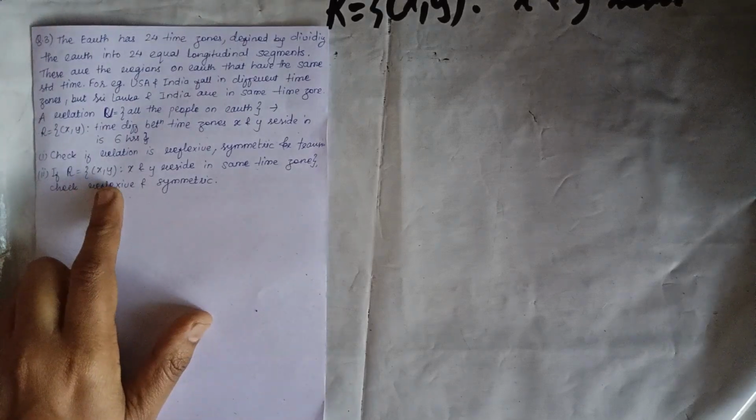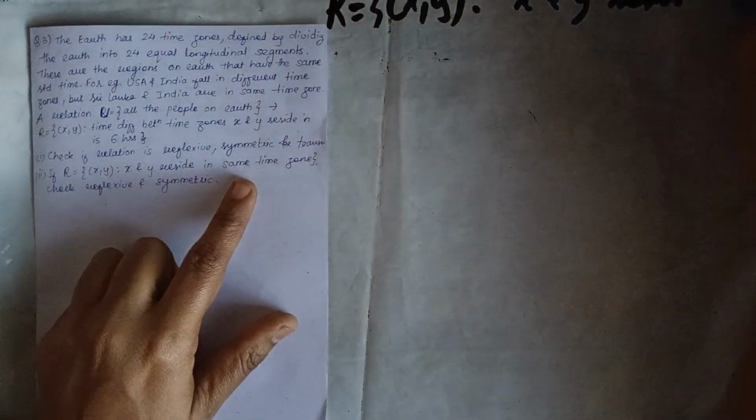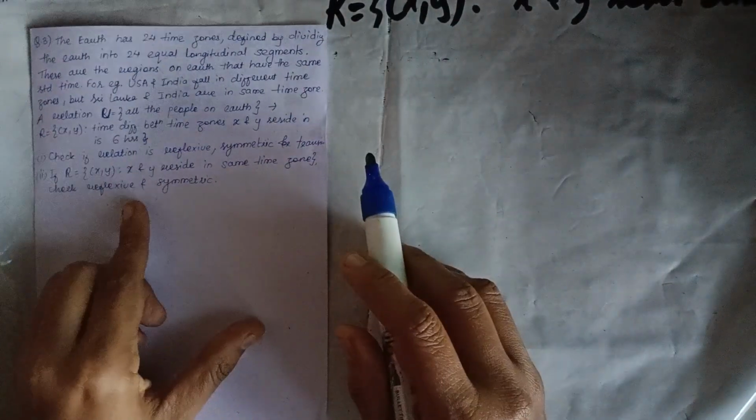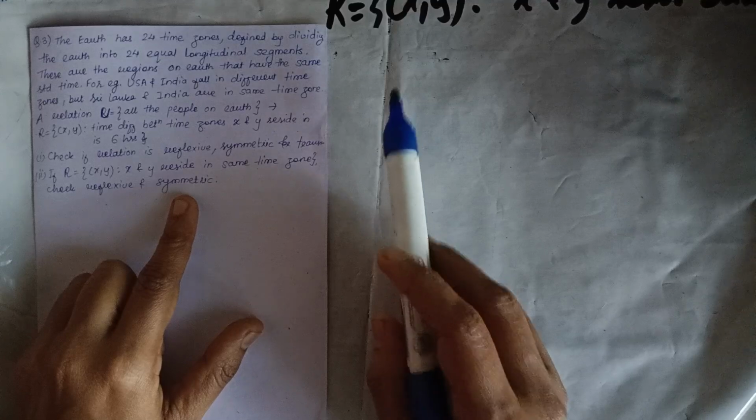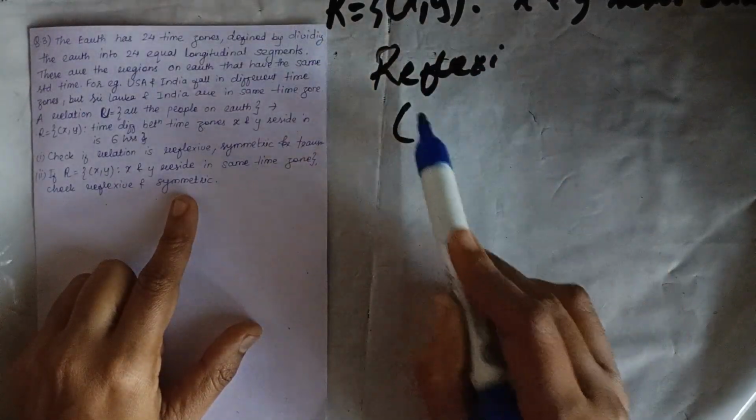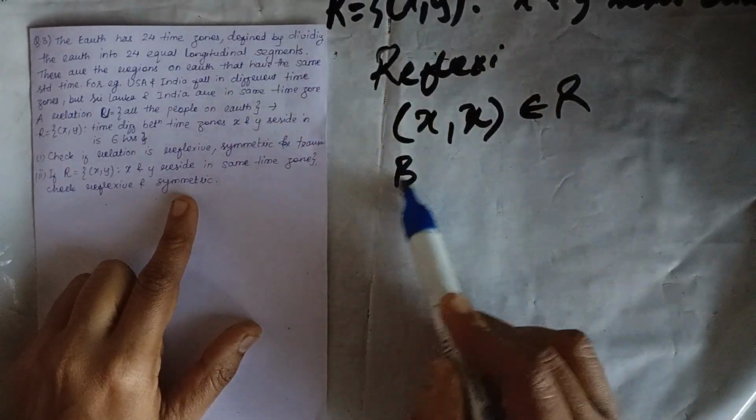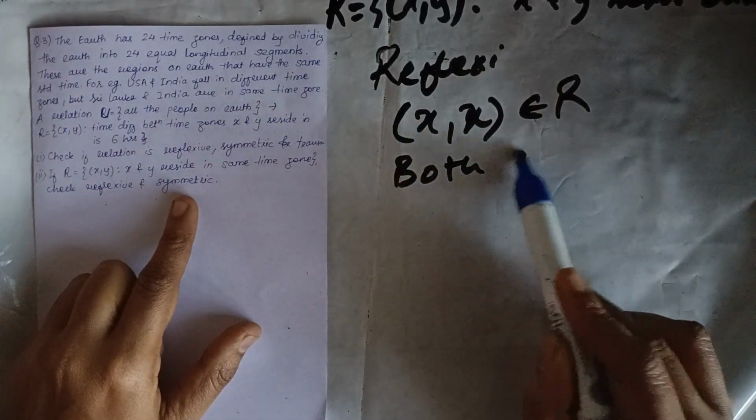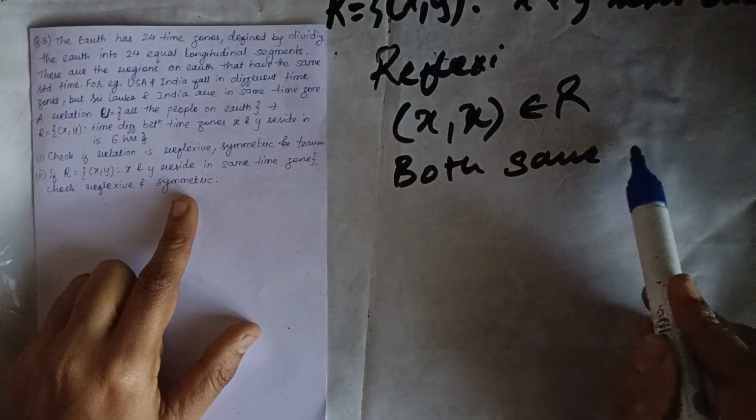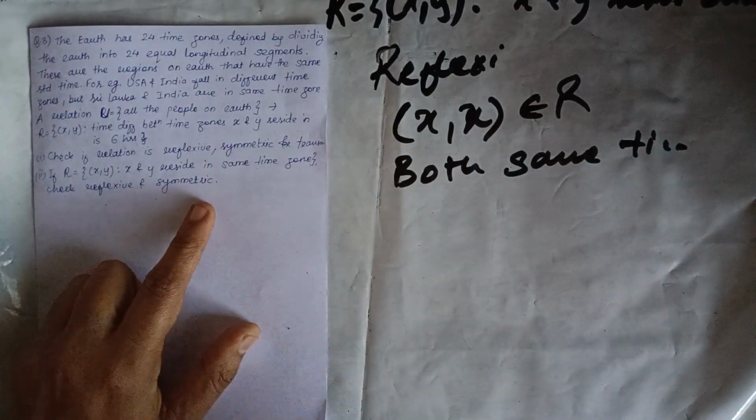Next question is, if R is a relation set x comma y such that x and y reside in the same time zone, check reflexive and symmetric. Now reflexive is possible because if you take x comma x, both reside in the same time zone, right? So it is reflexive. What about symmetric?